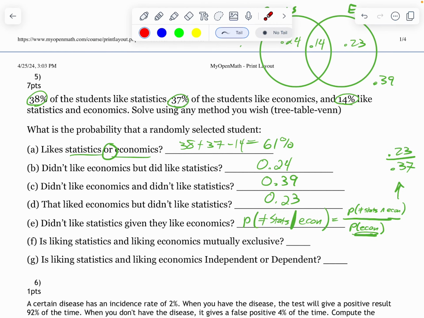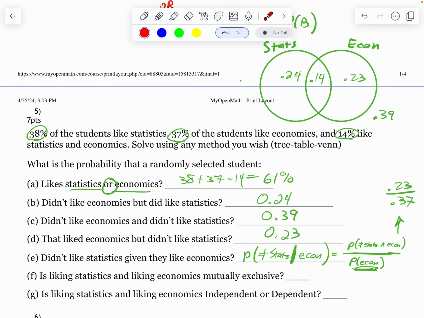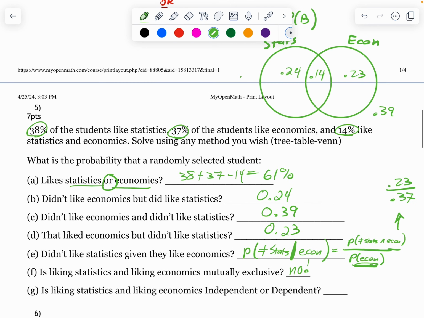E, is liking stats and econ mutually exclusive? Well, can they happen at the same time? Yes, they can. So they are not exclusive because they do overlap.